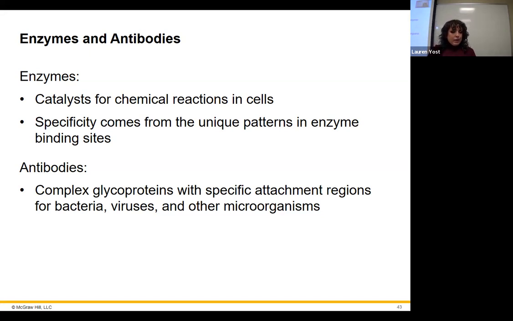They have different attachment regions for bacteria, viruses, and other microorganisms. They have their own special way of folding, and their special folding pattern allows them to react with very specific targets. Like one antibody might target the tetanus toxin. Another antibody is specific enough that it knows the difference between the tetanus toxin and the botulism toxin or something like that. So they're very, very specific. And that's why, even with vaccines, when we go from flu to flu in flu season, we have to get new vaccines. It's not because your immune system sucks so bad.